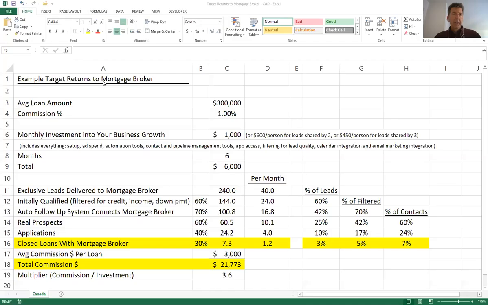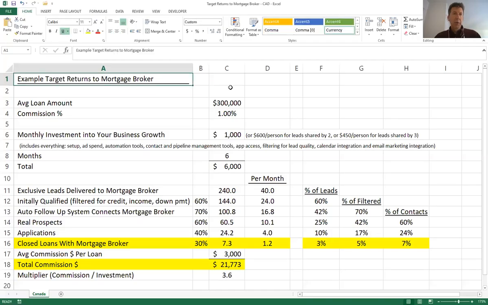I call it "example target returns to mortgage broker." Obviously, this is an example and these are targets, but I'd like it to be as useful, conservative, and realistic as possible to provide a foundation for you to make an informed decision as to whether this is a good business decision in our working together.